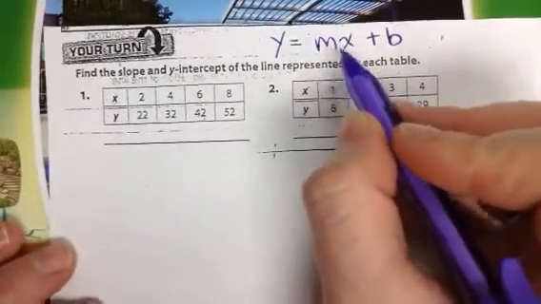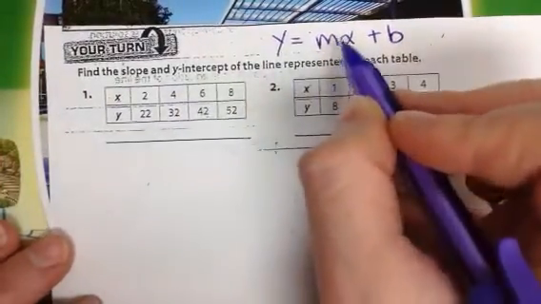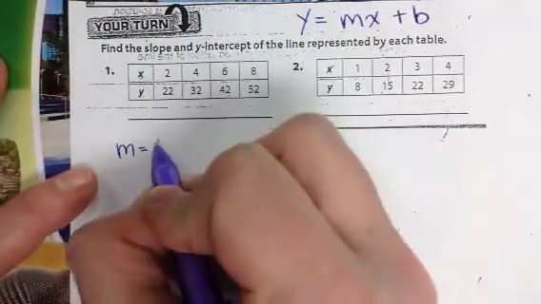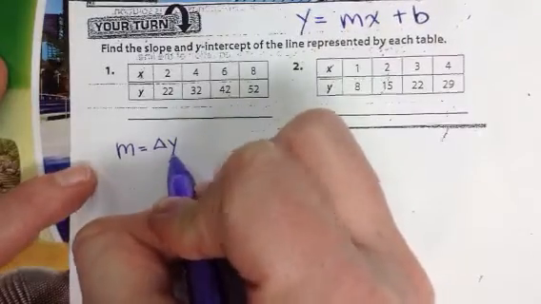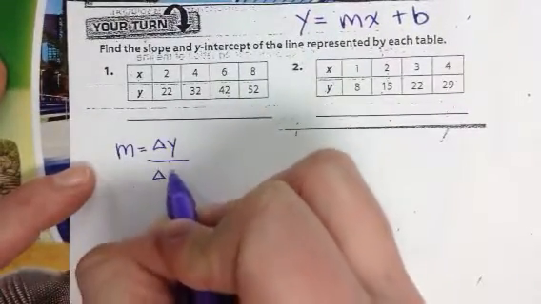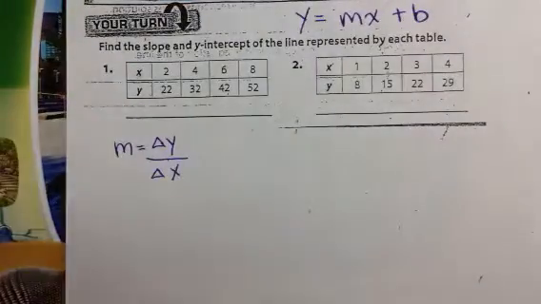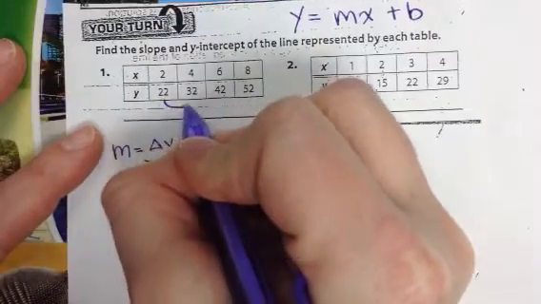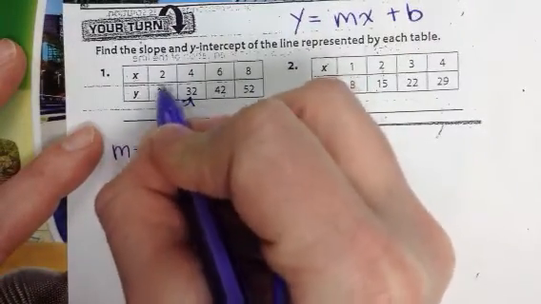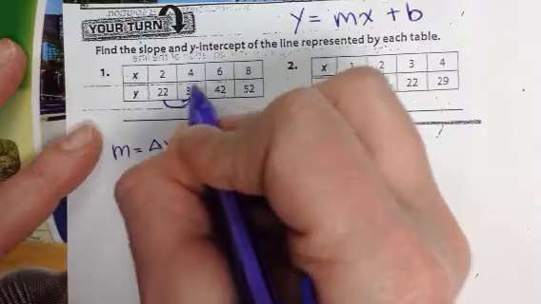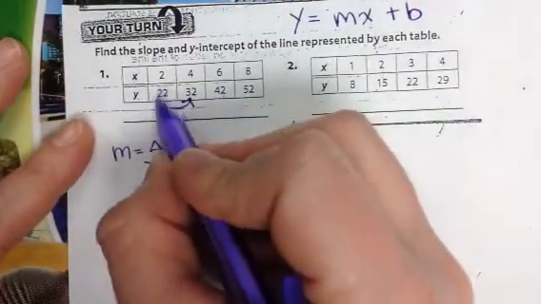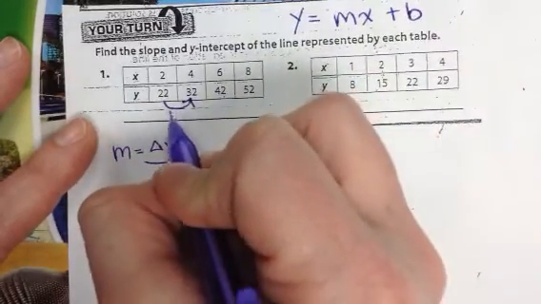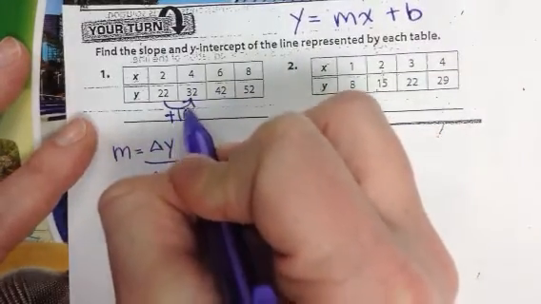The first thing that we're going to work on getting from this table is the slope. And I want you to write m equals the change in the y values over the change in the x values. So I'm going to go up to the table and I need to look and see how did it change from this first y value to the second y value. So this one's pretty easy to see that it went from 22 to 32, so they added 10.